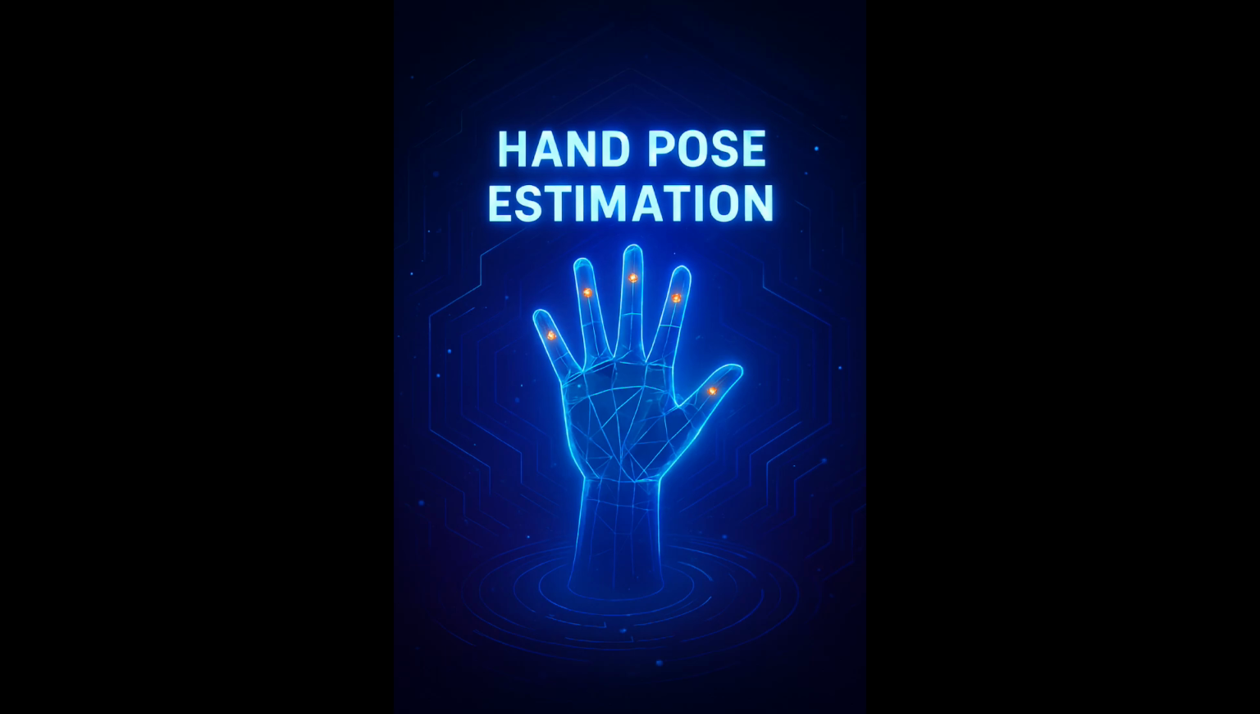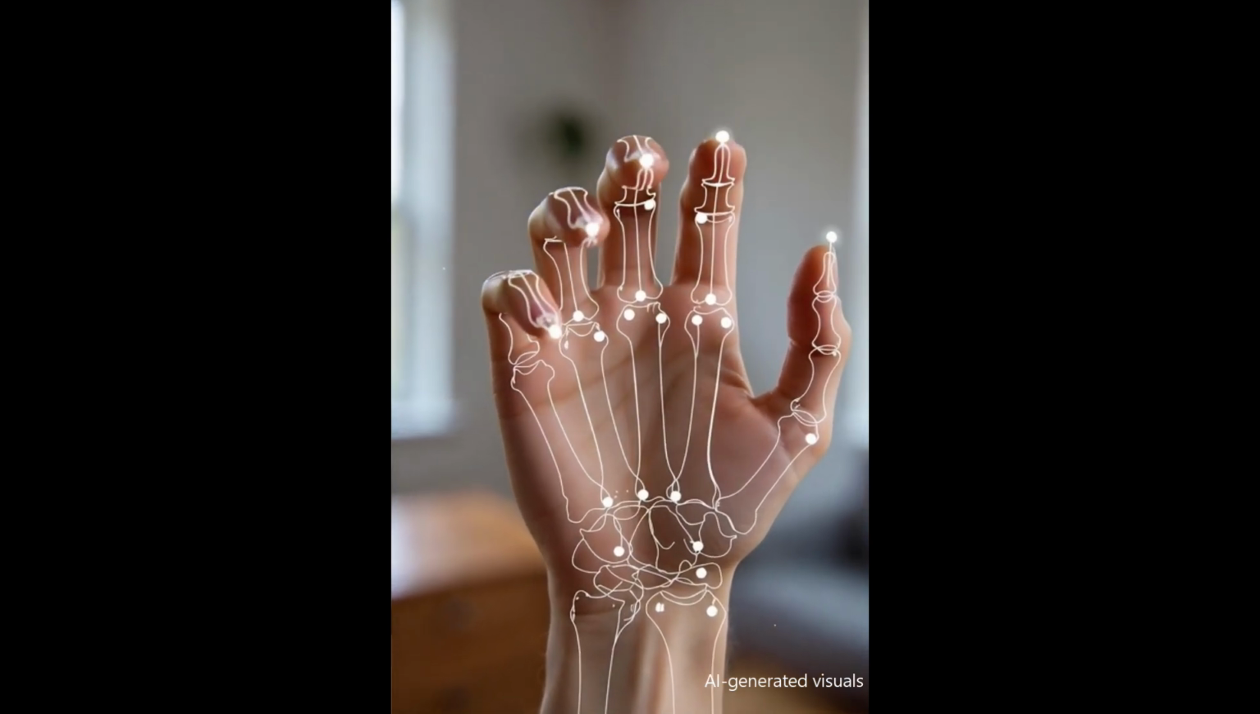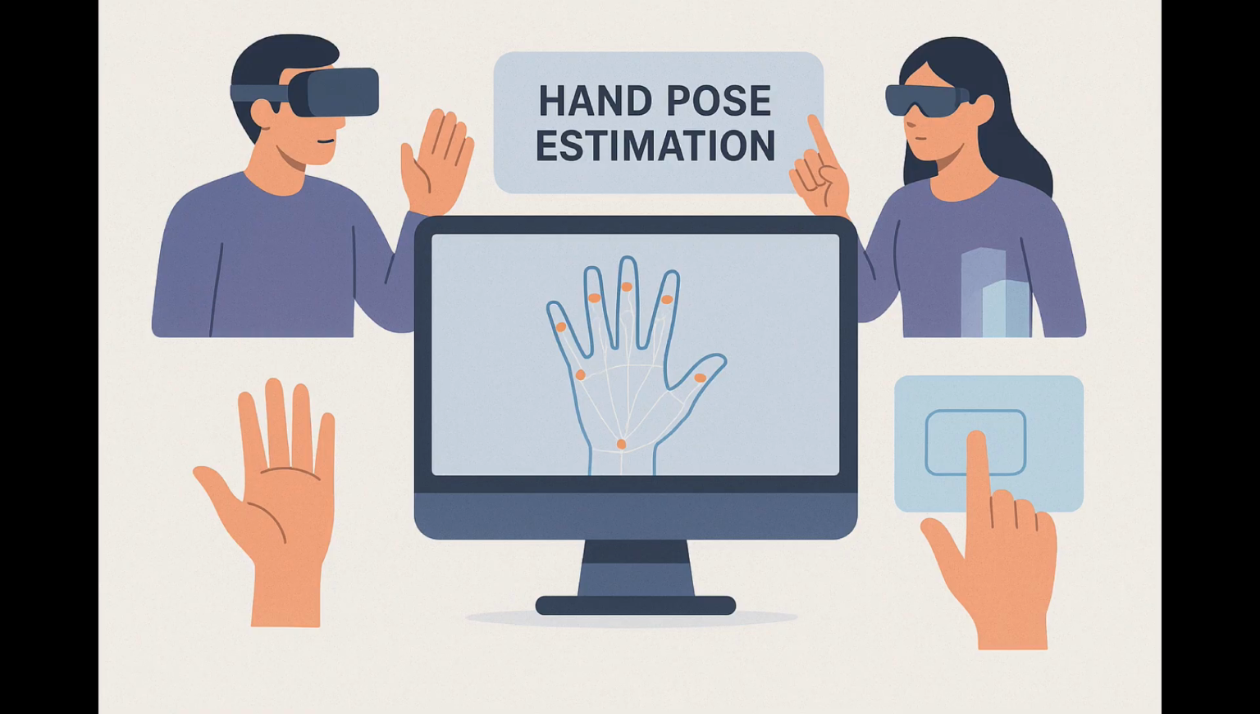Today we're exploring a fascinating topic in computer vision, hand pose estimation. This is the technique that allows a computer to detect your hand, track its movement, and even understand gestures in real time. We're going to break down how it works, and then I'll walk you through a Python script that detects your hand, draws a virtual skeleton, and recognizes gestures like the peace sign, thumbs up, pointing, and more.